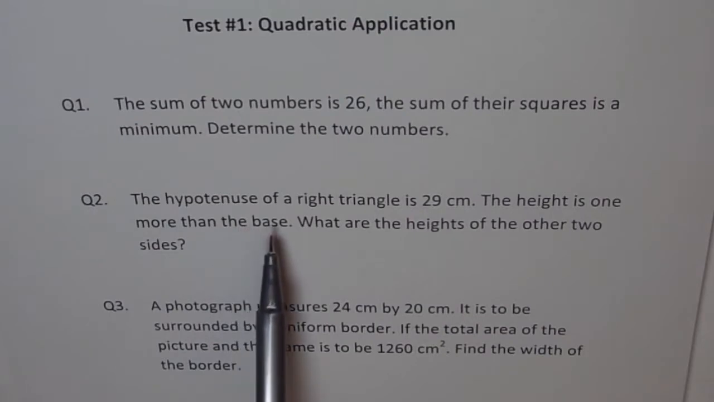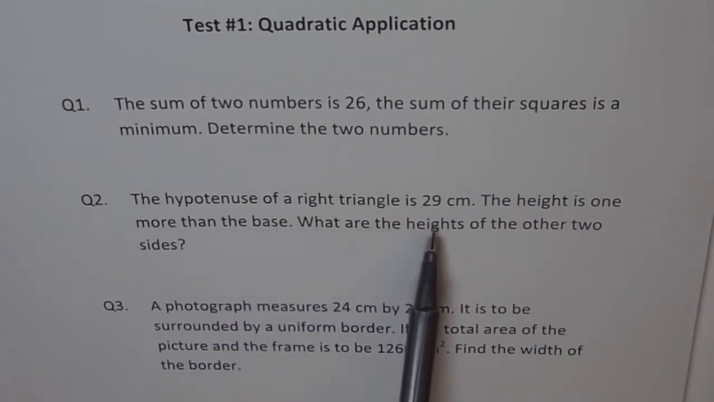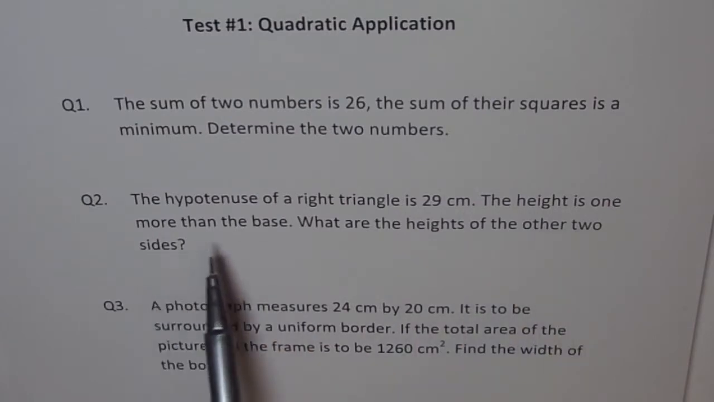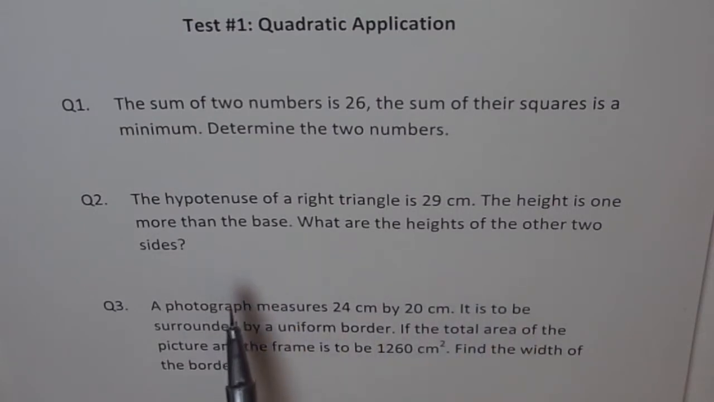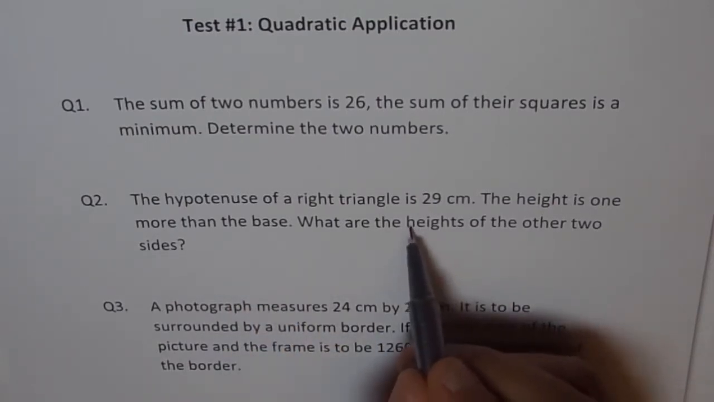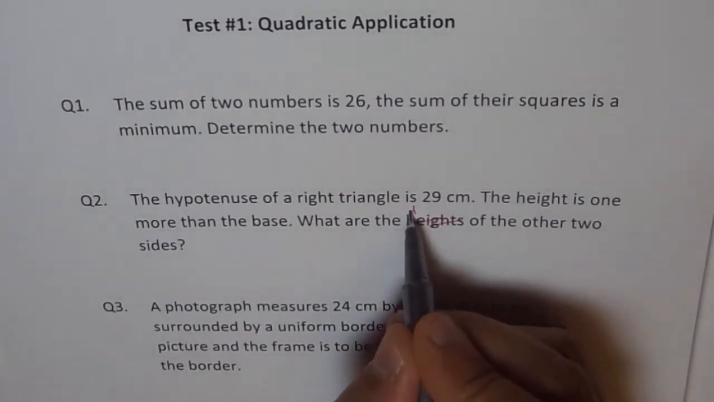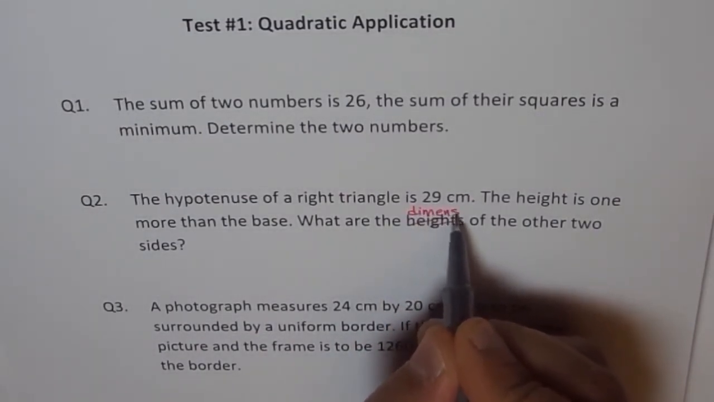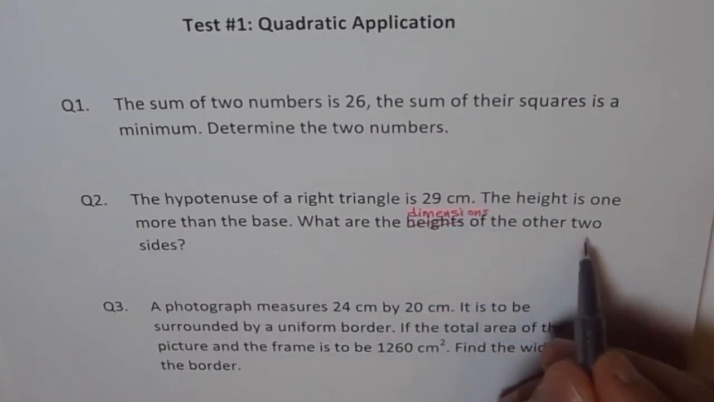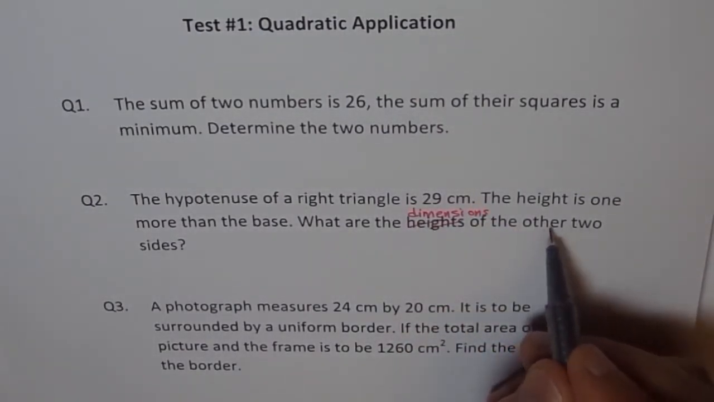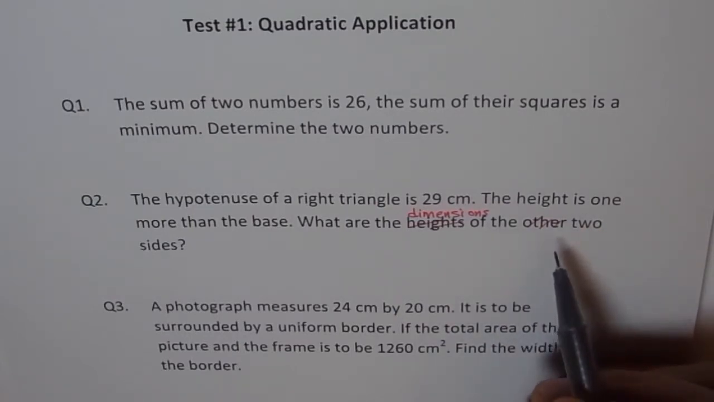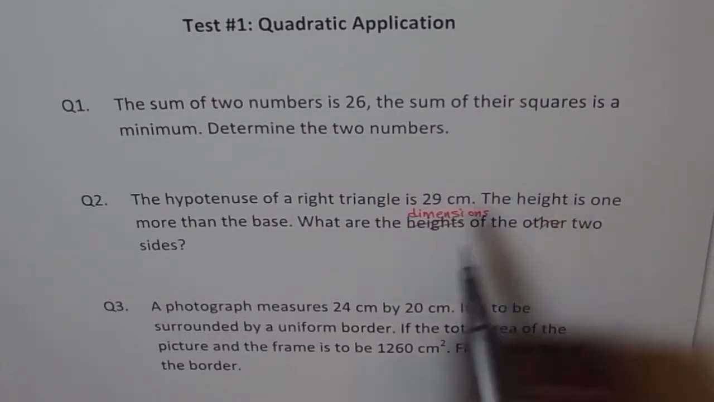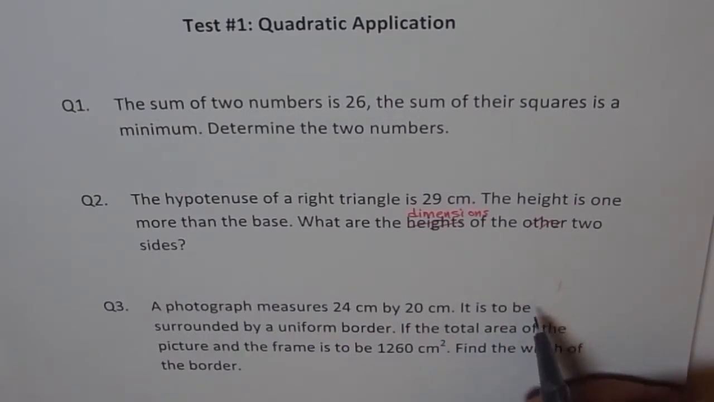The hypotenuse of a right triangle is 29 centimeter. The height is one more than the base. What are the dimensions of the other two sides? That means the two sides, not the hypotenuse. So that's not so difficult either. You can think about it and then do it. It's a hypotenuse, so you draw a right angle triangle and then do it.